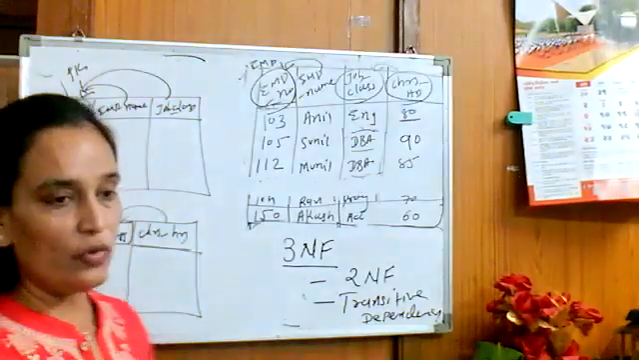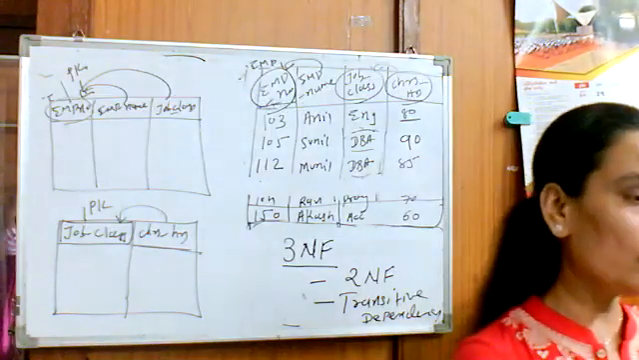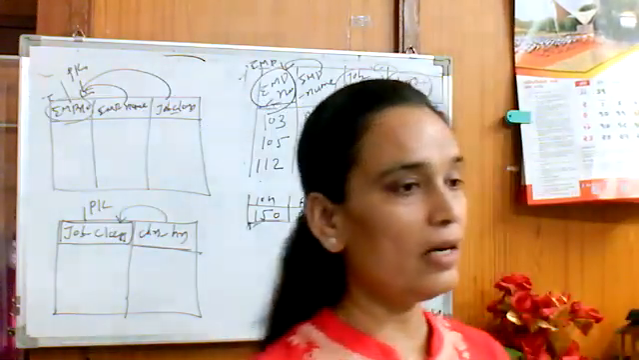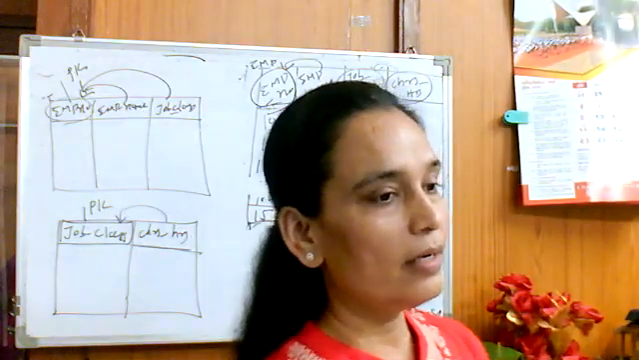Okay. So now we have learned all three normalization forms. We will learn BCNF, fourth and fifth normal form in our next lecture.